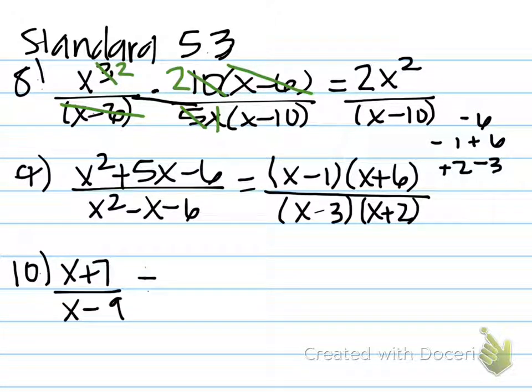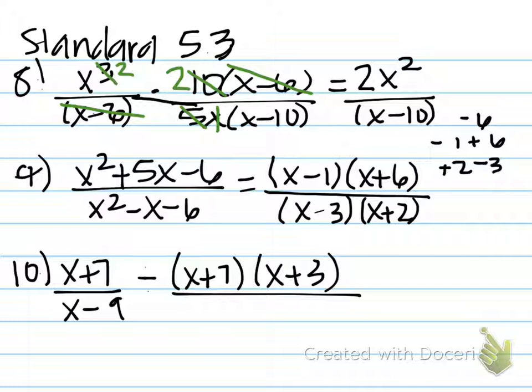All right, number 10. I have an x squared plus 10x plus 21 on the top, so I need to factor. What multiplies to be 21 and adds to be 10? I see x plus 7 and x plus 3. And on the bottom, we get x minus 9 and x plus 9.